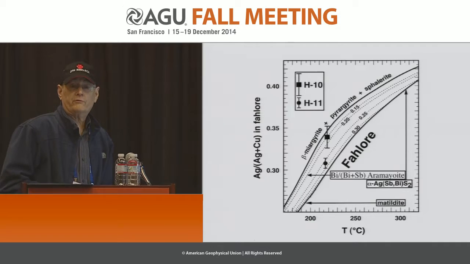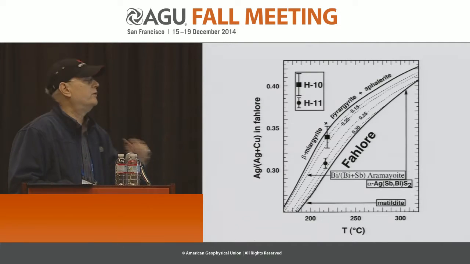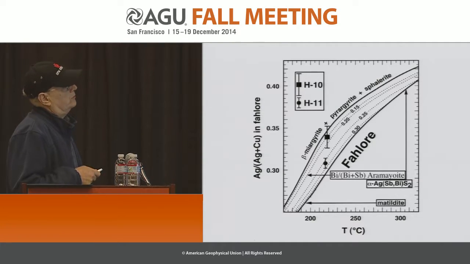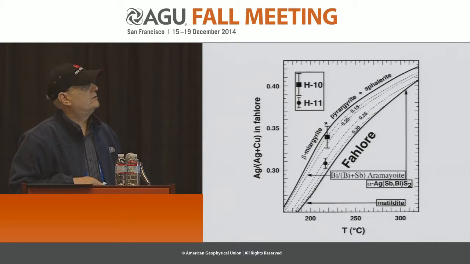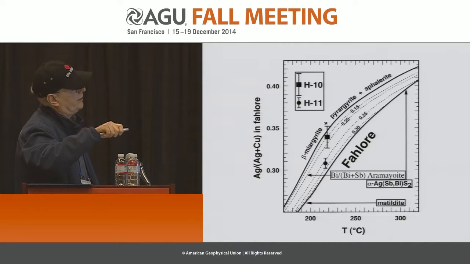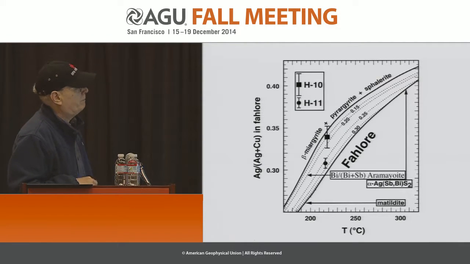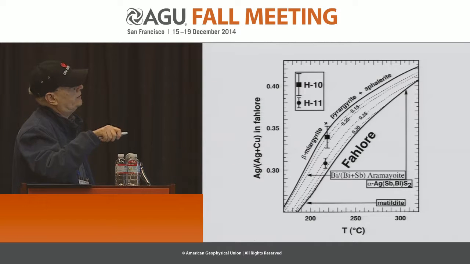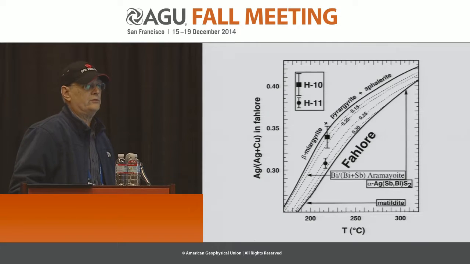We can also do the same thing from this fahlore breakdown reaction we looked at earlier, but here we don't have any FeS in the system that we're looking at in this portion of the system, and we also don't have the miargyrite. We have this arameaite, so we have to replace the miargyrite with arameaite and take into account the antimony bismuth ratios of the arameaite. But you'll note when we do all this, we get a temperature, again, of about 220 degrees. So everything seems to work. There's internal consistency about how much this cooled.